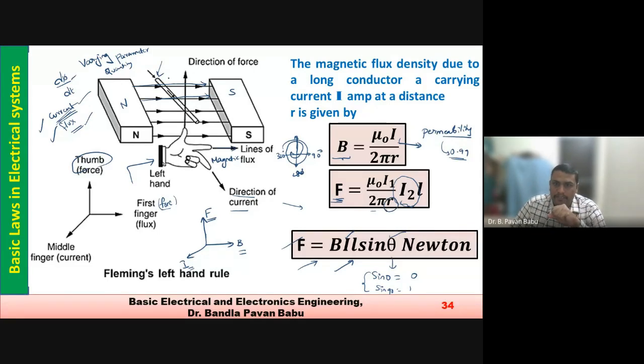Next, this equation gives the direction of force as well as the force developed in this particular conductor. So what are the dependent parameters here? Magnetic flux, current flowing through that particular conductor, length of that conductor, and the angle, because continuously it will be rotating through 360 degrees, right?